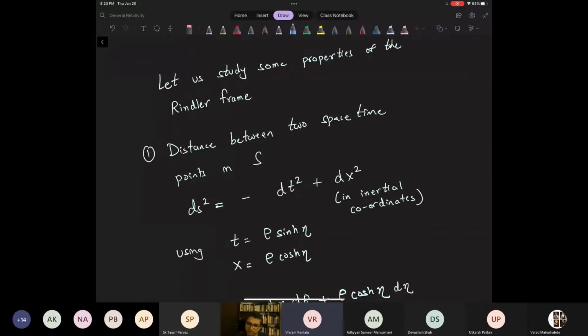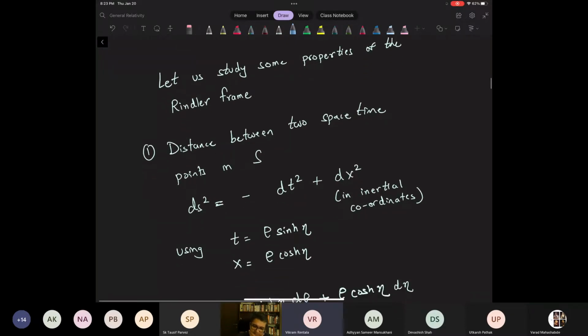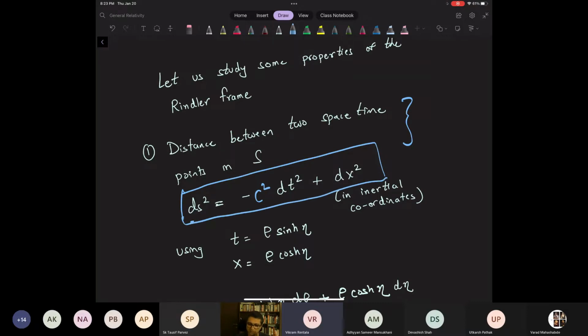Okay, so now let me just state some properties of this Rindler frame. One is, if you take the distance between any two space-time points in the original inertial frame S, ds square was equal to minus c square dt square plus dx square. This is the space-time distance, which is an invariant for all inertial observers. All inertial observers will agree about this, and this is the way they measure that space-time distance.